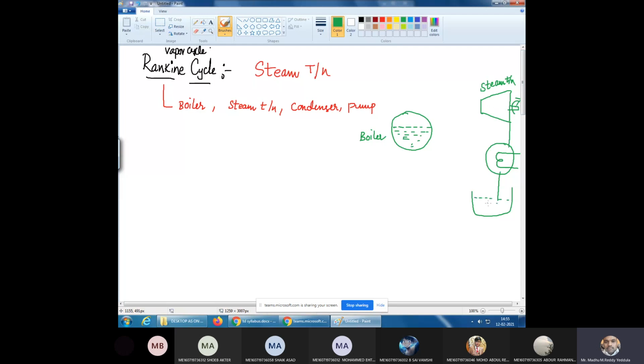Now the hot water will be collected. Then we are using some feed pump. This pump will suck the water from here and will deliver it to the boiler. We will get the steam. Right. Let me draw the structure.